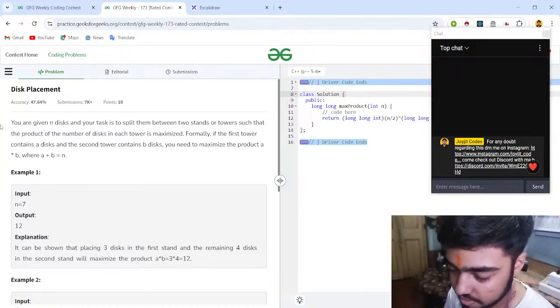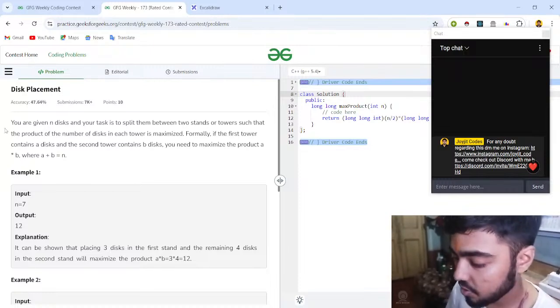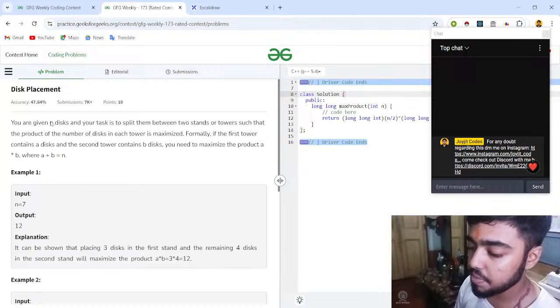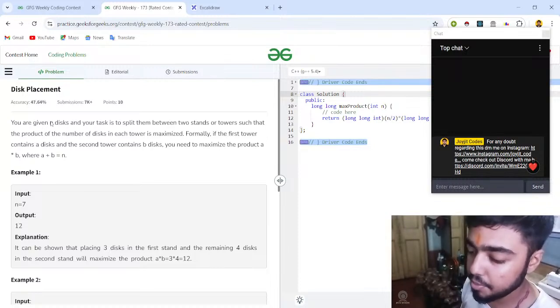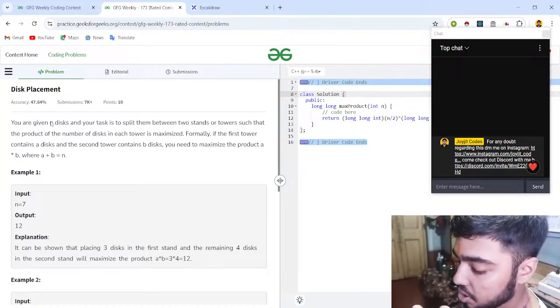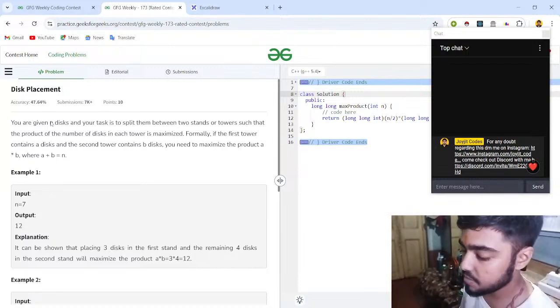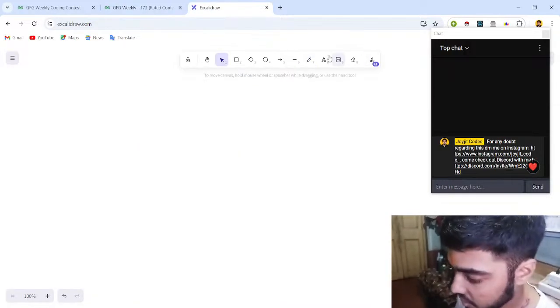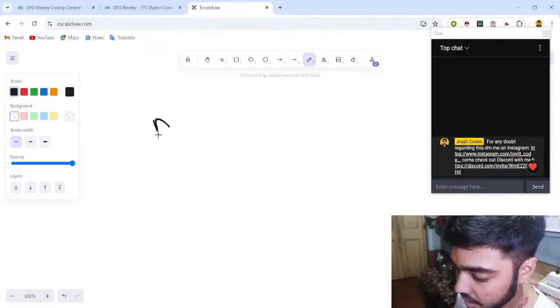Okay, so the first question states that you're given n discs and your task is to split them between two stands or towers such that the product of the numbers of discs in each tower is maximized. Formally, if the first tower contains A discs and the second tower contains B discs, you have to maximize the product A into B, and A plus B is equal to N. So we are given the value of N and we have to divide it into two parts, A and B, such that their product is maximized.